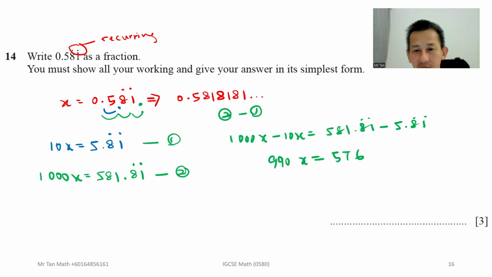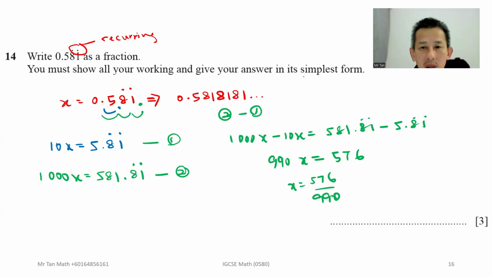Do take note, after you minus, it must be a whole number. You cannot get any decimal. So if after you minus there is still a decimal, something is not right. Okay, make sure the decimal is correct. Okay, so your x is equal to 576 over 990.